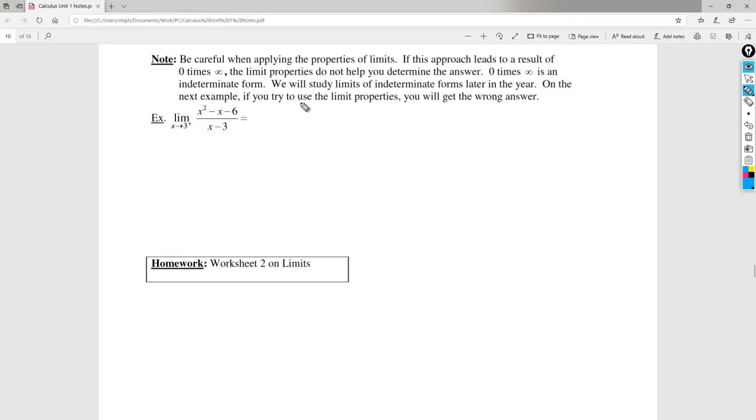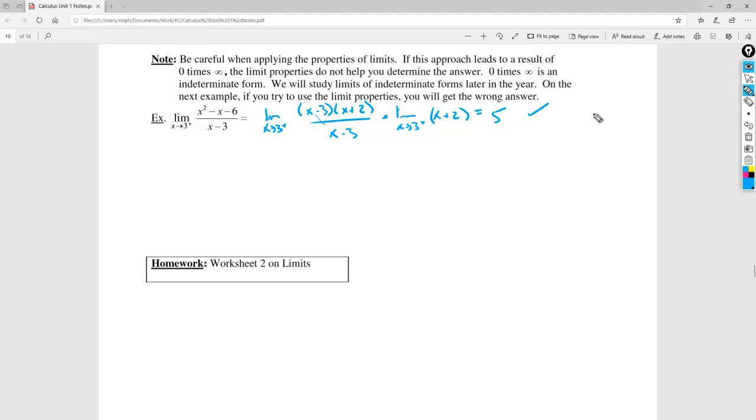So what I will end up doing is, immediately I see I can factor this, so I have the limit as x approaches 3 from the right of (x minus 3)(x plus 2) over x minus 3. These will cancel. I have the limit as x approaches 3 from the right of x plus 2. If I just plug in 3 now, I'll get 5. Okay, so cool. I got my answer. That's great. But where could we have gone wrong?